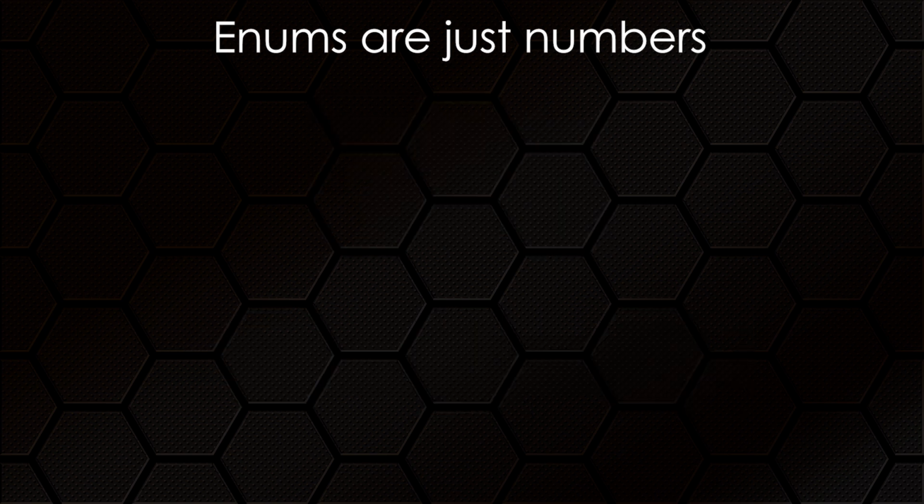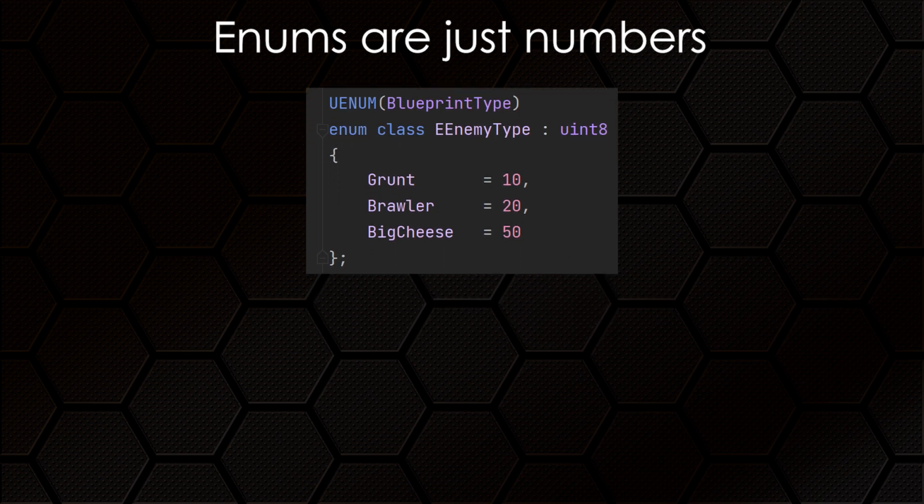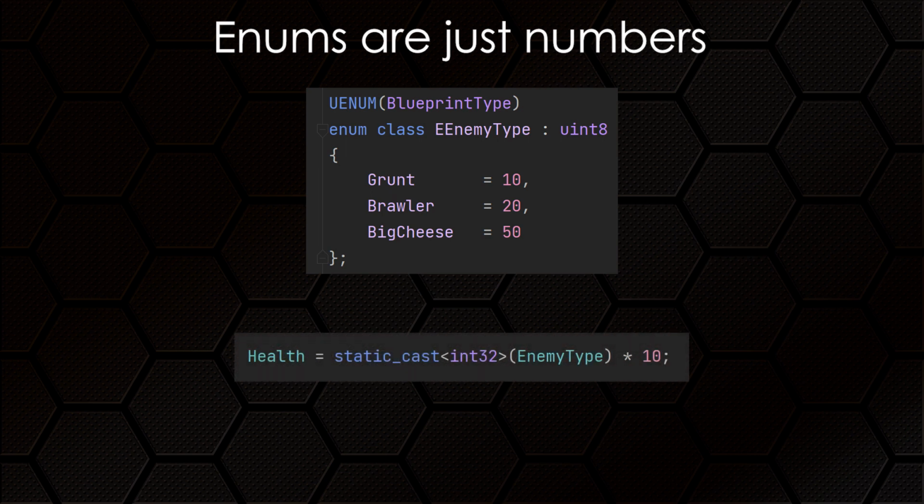You can even be sneaky and use them to store actual data, which is the unique value, as long as they are all unique integer values, in this case between 0 and 255. For example, you might say that grunt equals 10, brawler equals 20, and big cheese equals 50. You could then just use the integer value of the assigned enum as the base health value, or maybe multiply it by something else. Whatever. You get the idea. You can be creative with such things if your situation fits the data.